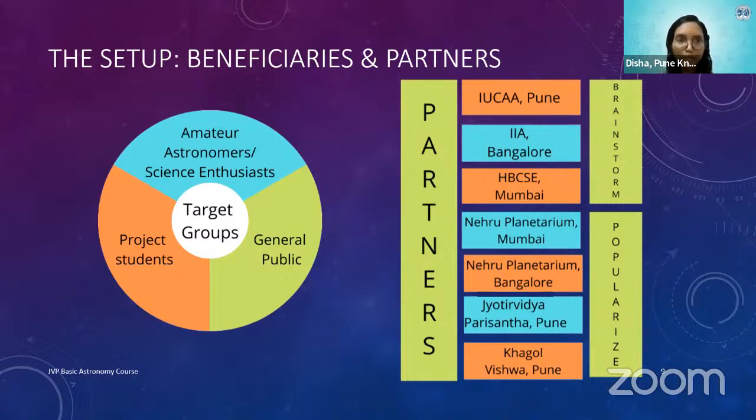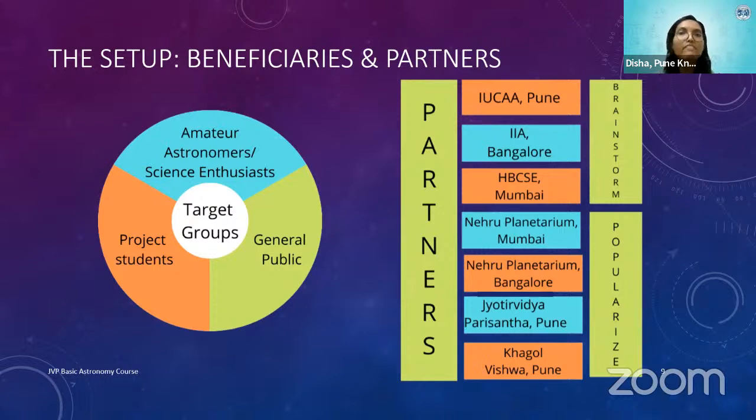Now I come to the setup. Here the beneficiaries are, of course, as I mentioned, science enthusiasts. In astronomical data sets, it is amateur astronomers. We have project students who work with us, as well as the public, the smart citizens. And the partners that we work with are, of course, IUCAA Pune. Being part of Pune, we are covered by various enthusiastic science groups, as well as science research institutes, IUCAA being one of them. Then we are supported by IIA Bangalore.